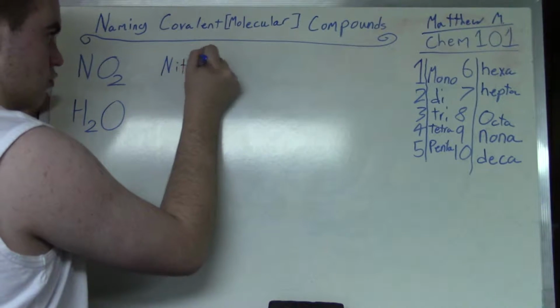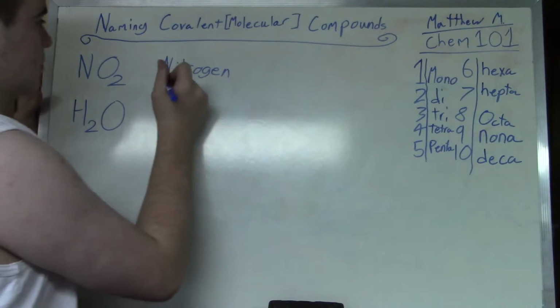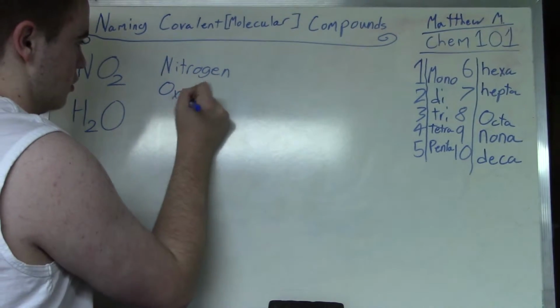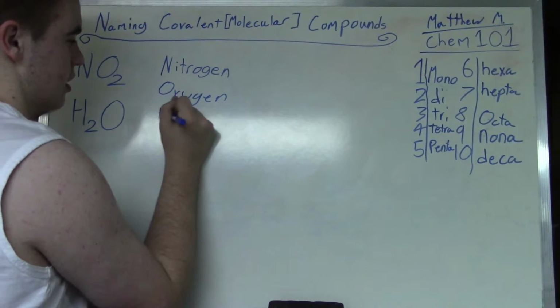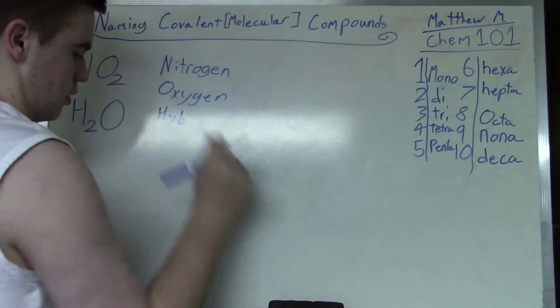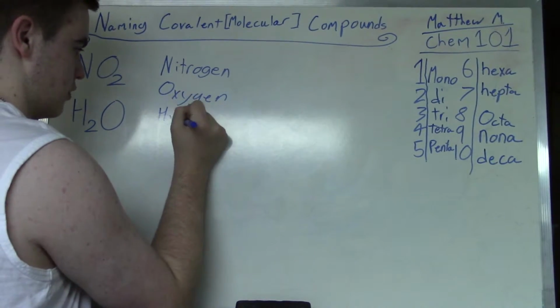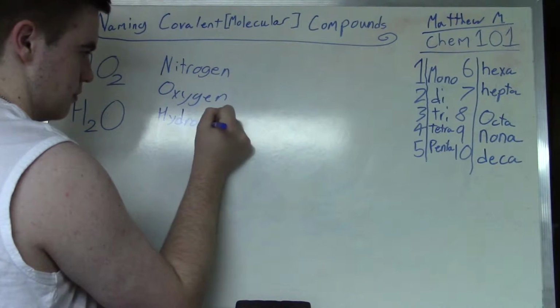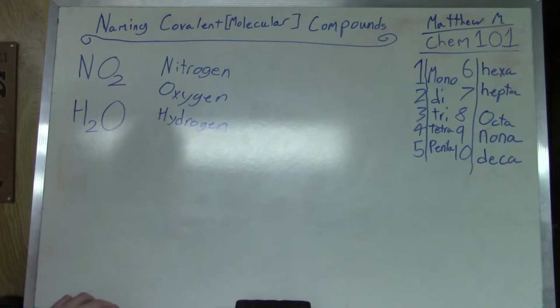Nitrogen. And O, oxygen. And then I'll just tell you the H for later, which is, oh, that's a B. That's not what I wanted. Hydrogen. So these are the three elements we're going to be using today.